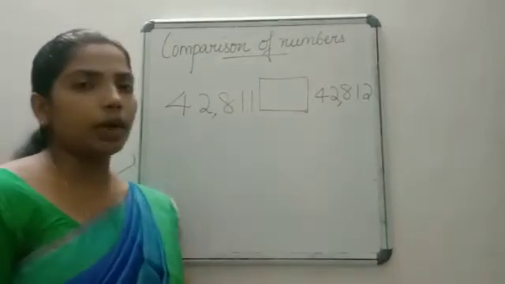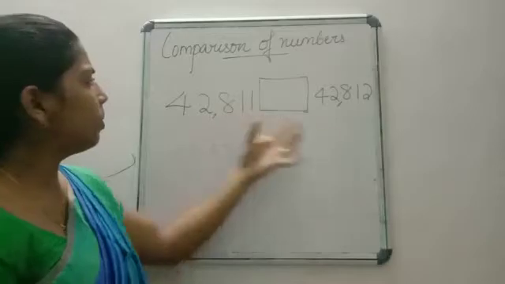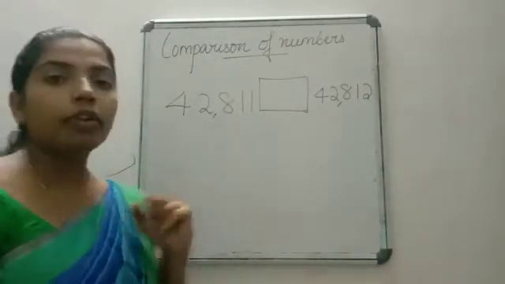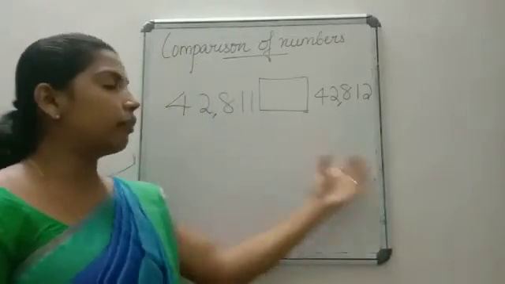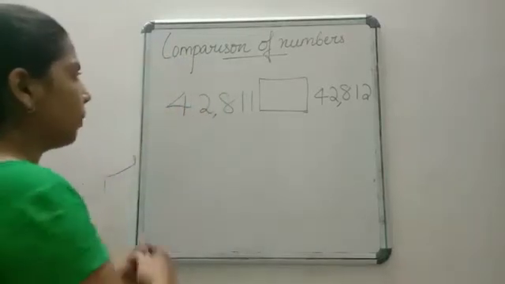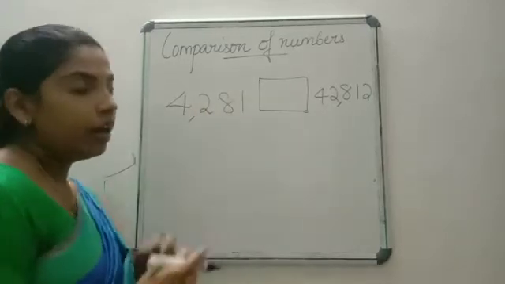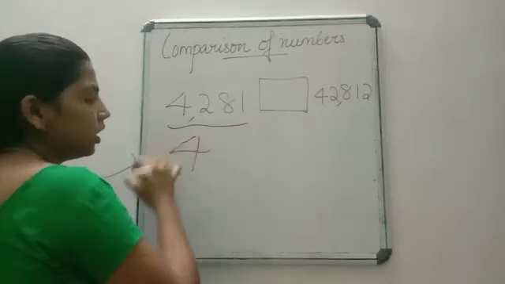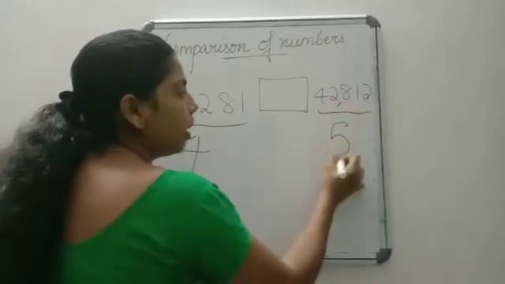See, two numbers are given here and we have to find which is the greater number or whether they are equal. Maybe just by looking at it we can say they are not equal. Let us check. For that, the first step is we have to check how many digits are there in both the numbers. Let us count: 1, 2, 3, 4. So this is a 4-digit number. And 1, 2, 3, 4, 5. This is a 5-digit number.